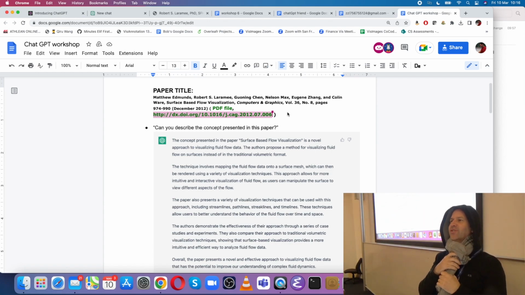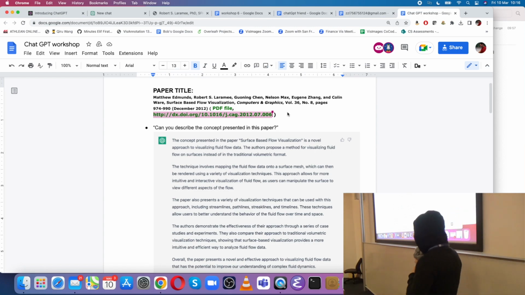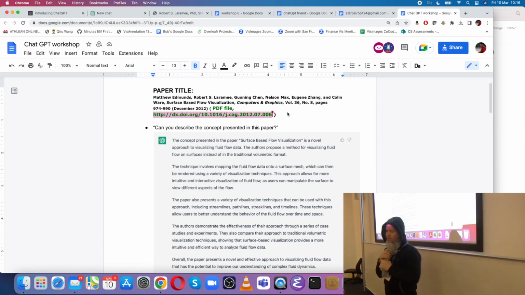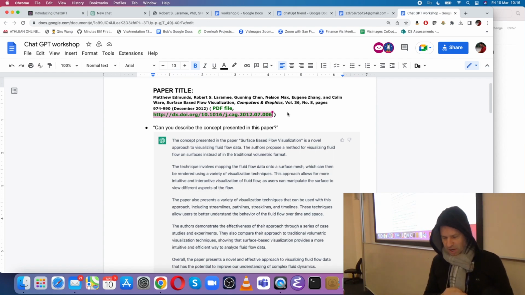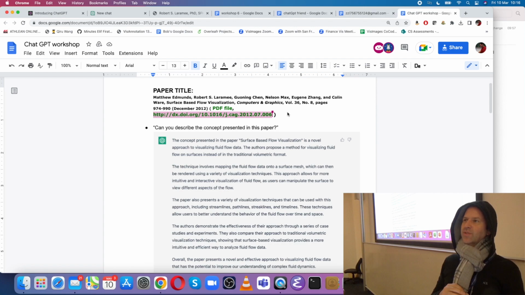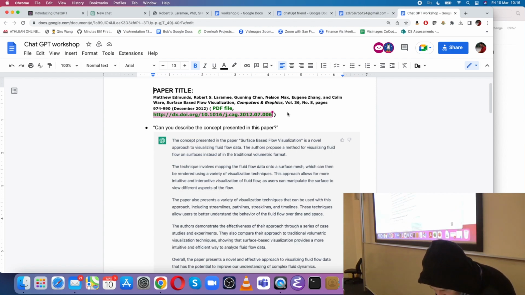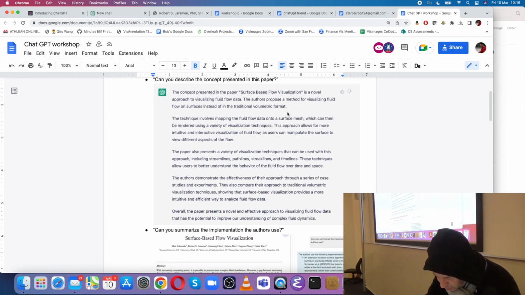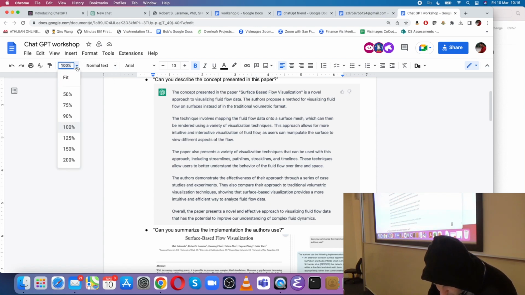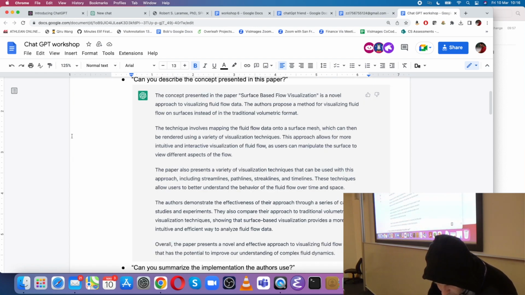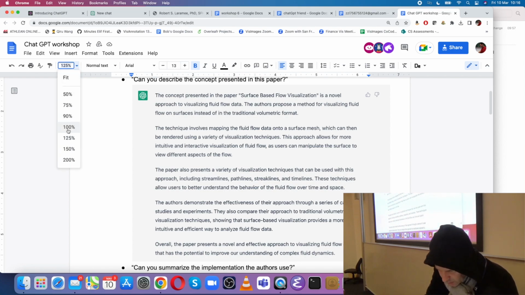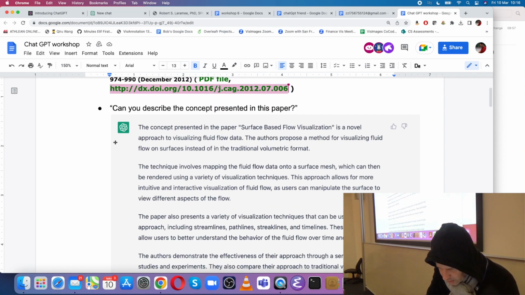It's a literature survey, right? So it's not going to fit the standard template that we're using. So it'll be interesting to see how ChatGPT responds to this. Okay, the concept presented. Oh, should I zoom in a little bit? Can you describe the concept presented in this paper?